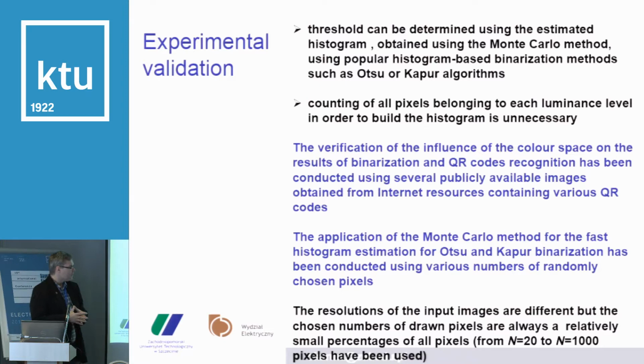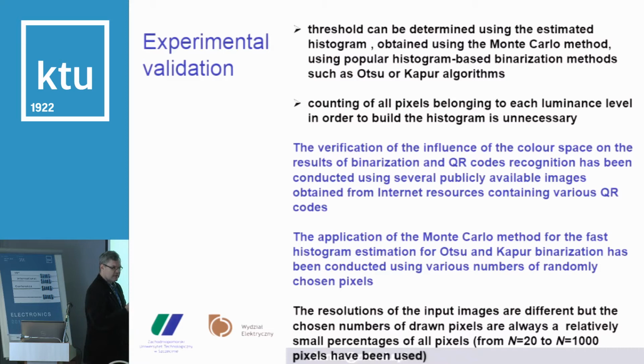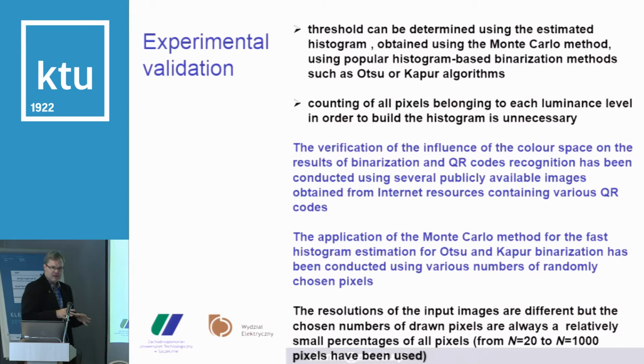So if we verify such influence of color space, sometimes it's hard to find the color code, for example, but they are available. If we search on the internet, we can find very surprising images of QR codes, which are sometimes quite hard to recognize, but it's possible to recognize them. So if we applied the Monte Carlo method for such images of different resolutions, we can draw even 20 pixels and obtain a good result.